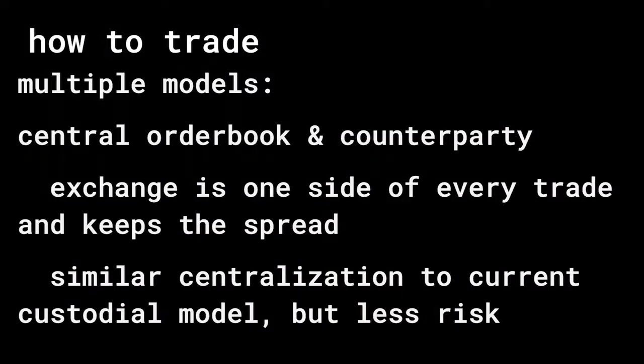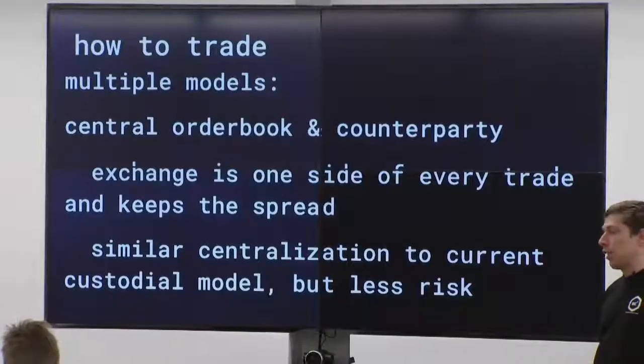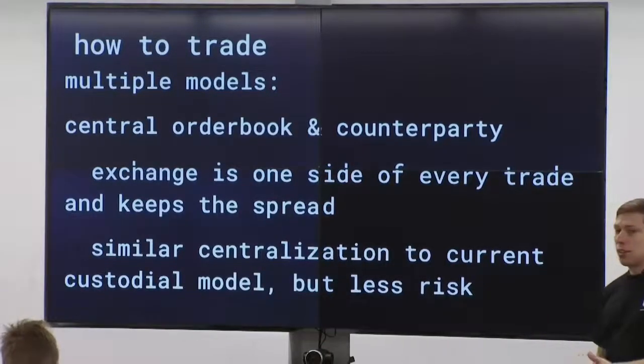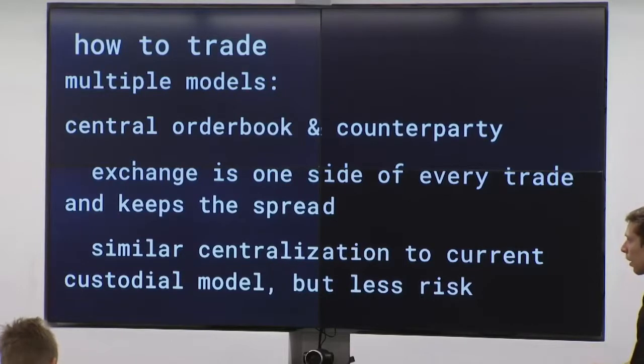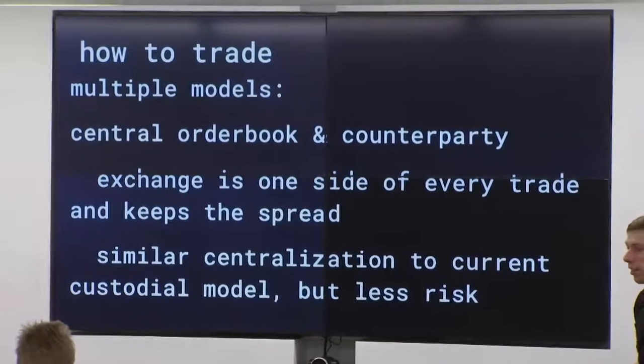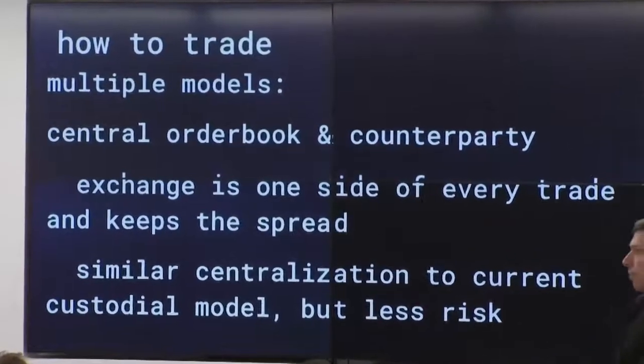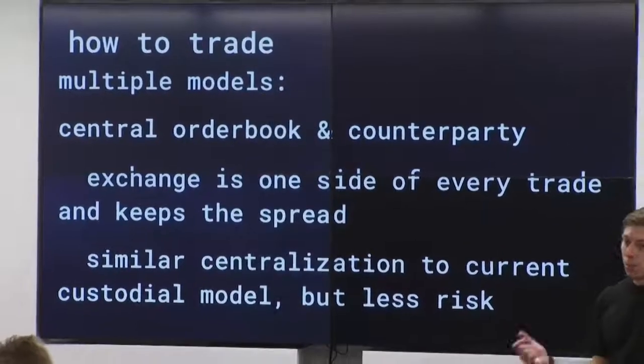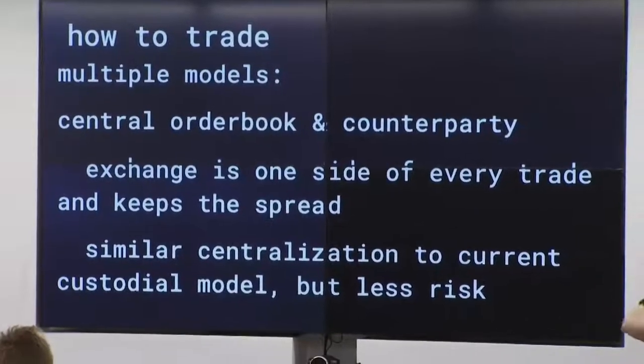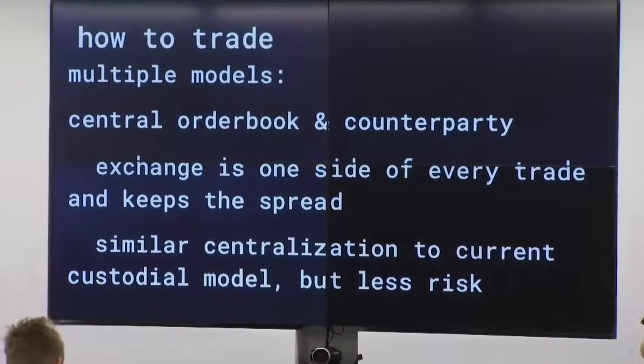So one model would be you have a central order book and a central counterparty. The exchange says, okay, we're still the exchange. We still have a website. We still have buys and sells and stuff like that. And not only that, but the exchange is one side of every trade. So they say, okay, open a channel with us, put all your Vertcoins in, put all your Dogecoins in, and then we'll open a different channel with you, and we'll put Litecoins in it.